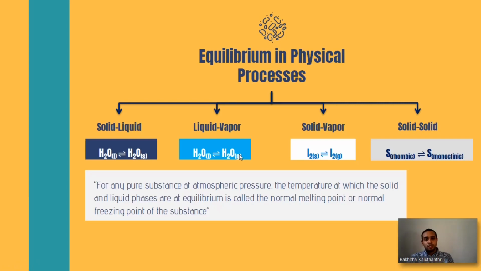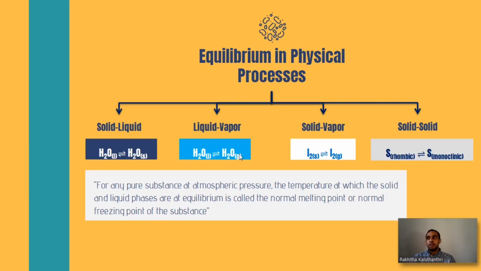Solid-vapor equilibrium is obtained if you have a solid and its vapor in a closed system, with the solid converting into its gas and the gas converting into its solid at the same rate in a closed system at 1 atm pressure. We call it a solid-vapor equilibrium. So we can see this happening in iodine.